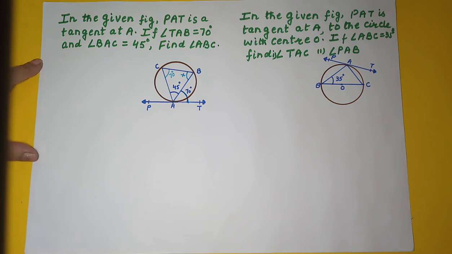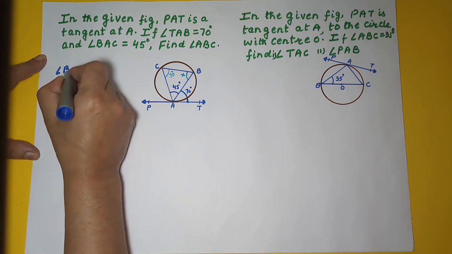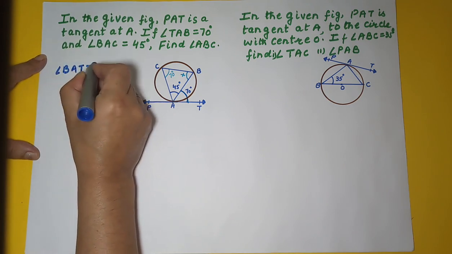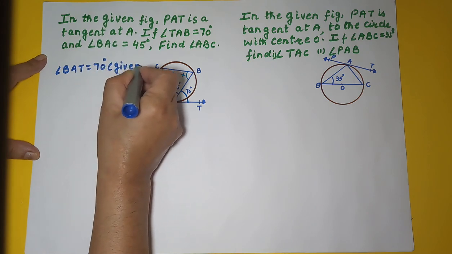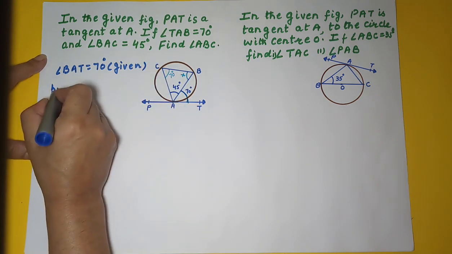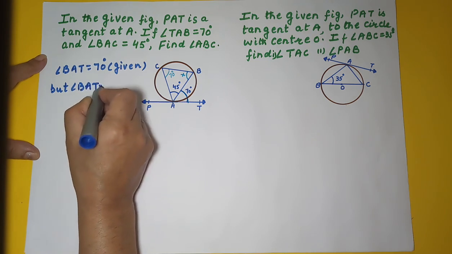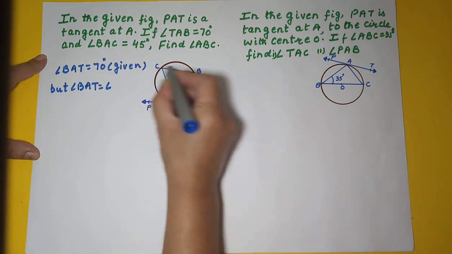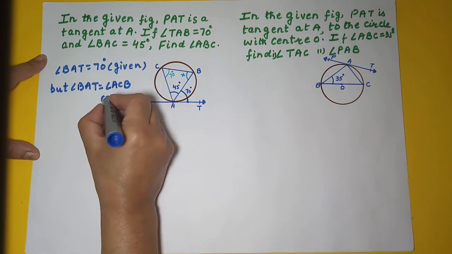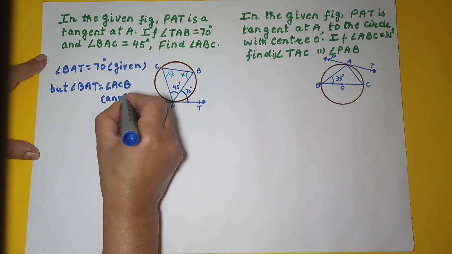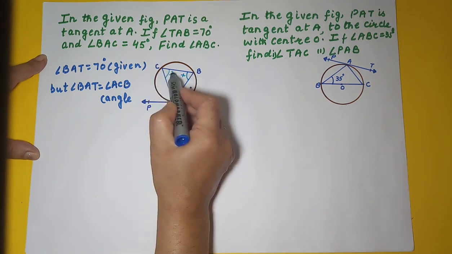So let's write it. We will write angle BAT is equal to 70 degrees. That is given to us, right? But angle BAT is equal to angle ACB. So what is the reason? Angle in the alternate segment. Because this chord in the opposite direction, in the alternate direction, makes this angle.